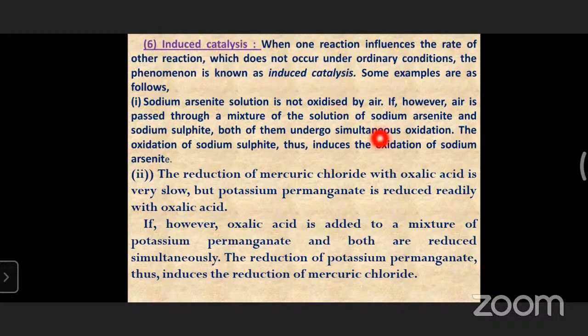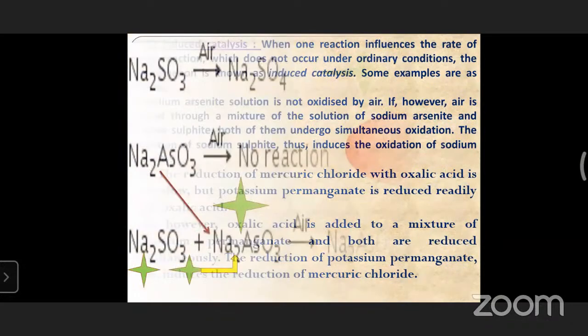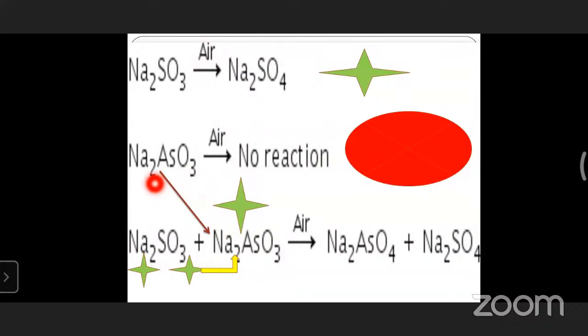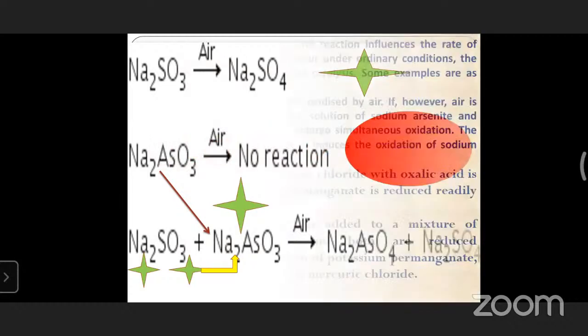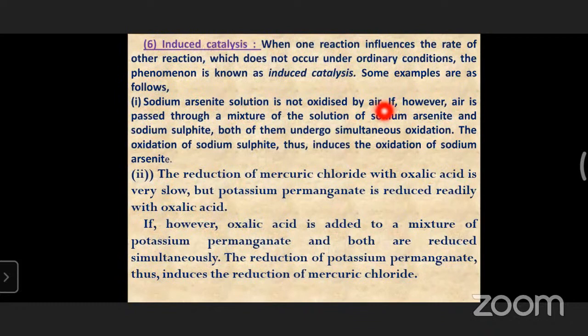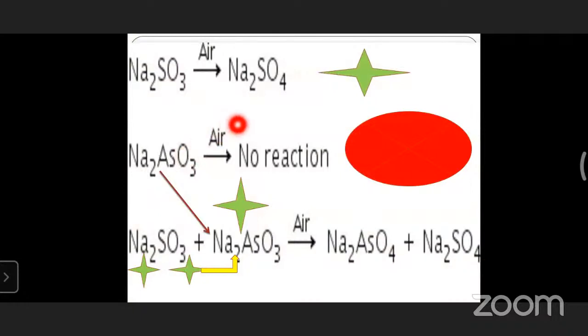I will explain with a diagrammatic representation. Observe here: sodium arsenate solution is not oxidized by air. When we do the oxidation in the presence of air, there is no reaction, which is why we have taken a red symbol with a cross mark here. It does not happen under ordinary conditions. However, if air is passed through a mixture of sodium arsenate and sodium sulfite solutions, both undergo simultaneous oxidation. Sodium sulfite individually, in the presence of air, is oxidized to sodium sulfate.